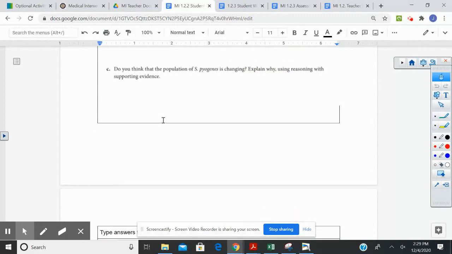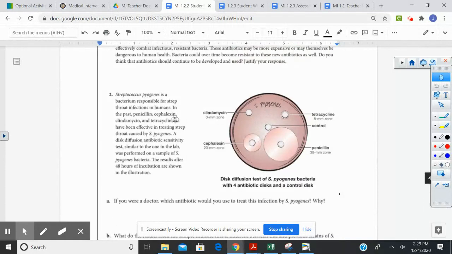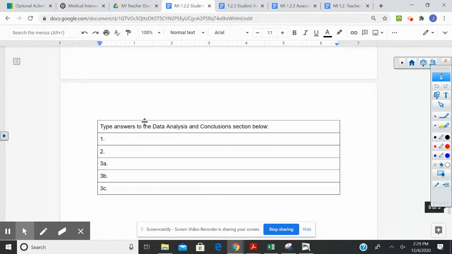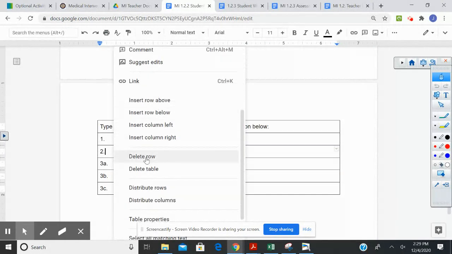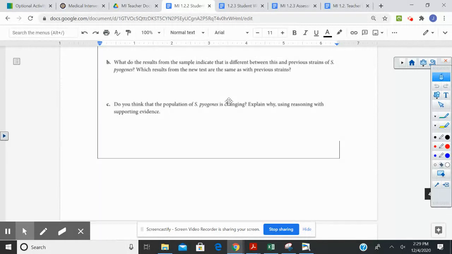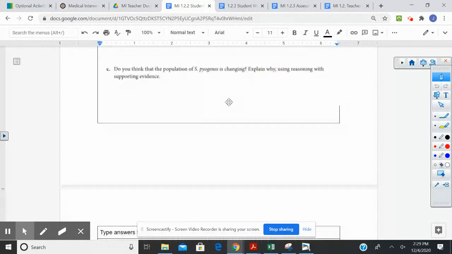So you have question 1, and then questions 2A, B, and 2. There's no question 3. I think I messed this up, so I'll change the document. Let me just delete this row. Modifying on the go, and this is 2A, 2B, and 2C, because there is no 3. I think I just numbered it wrong.